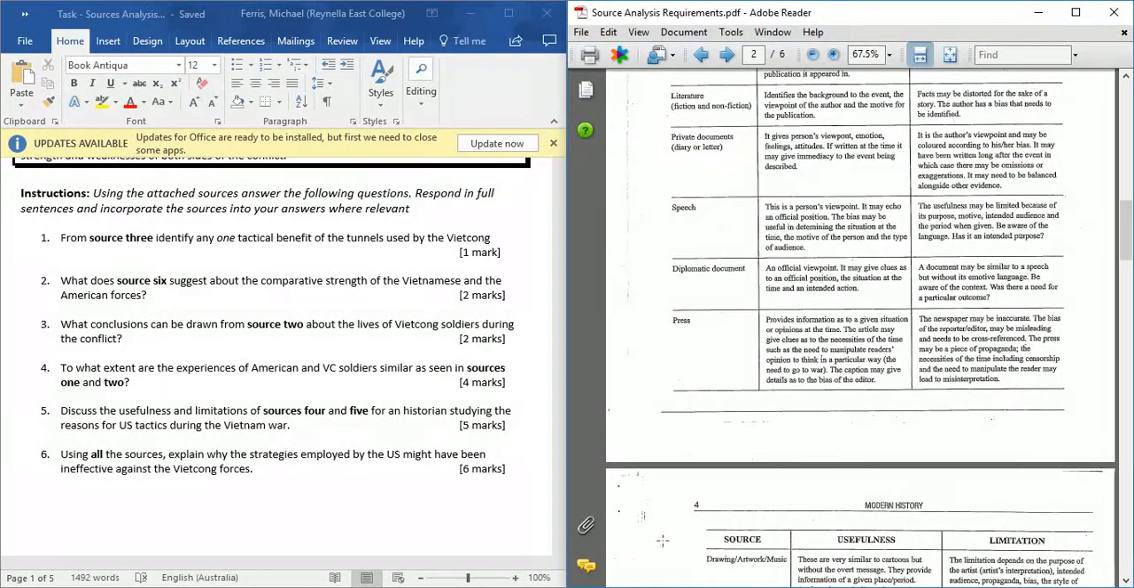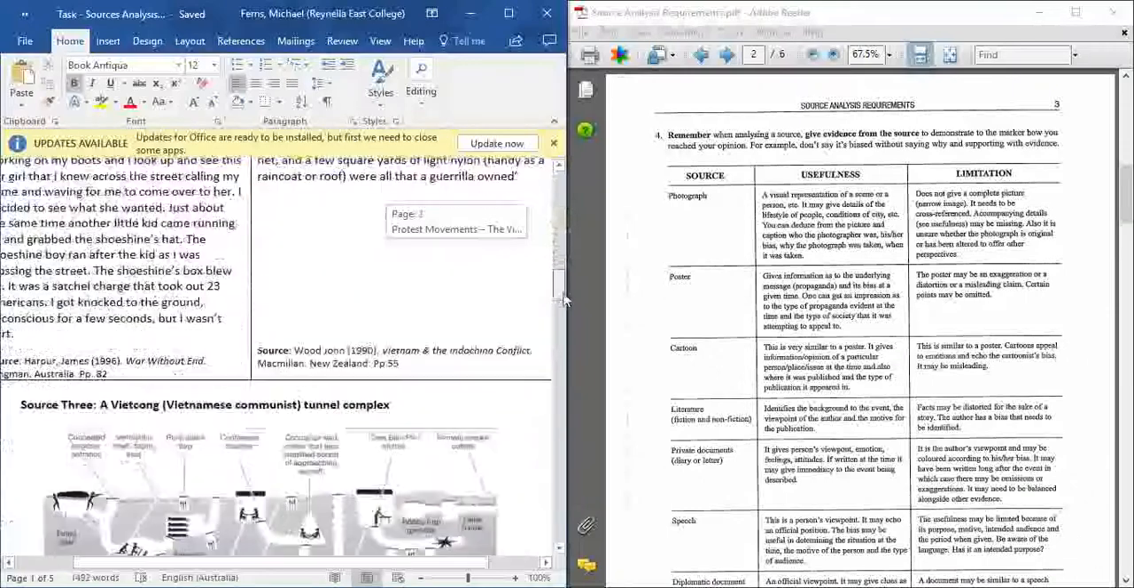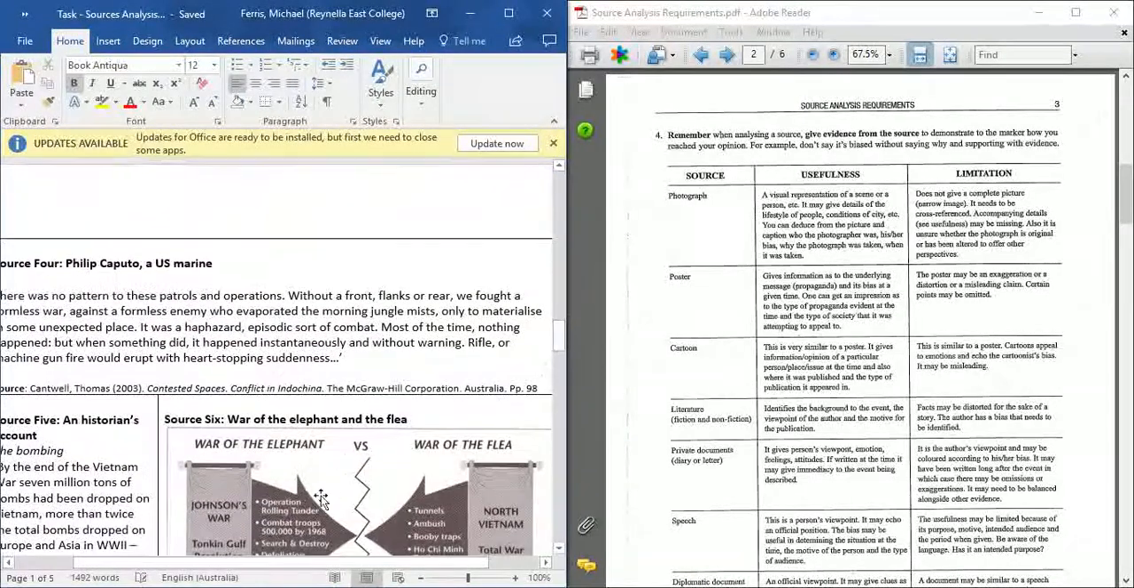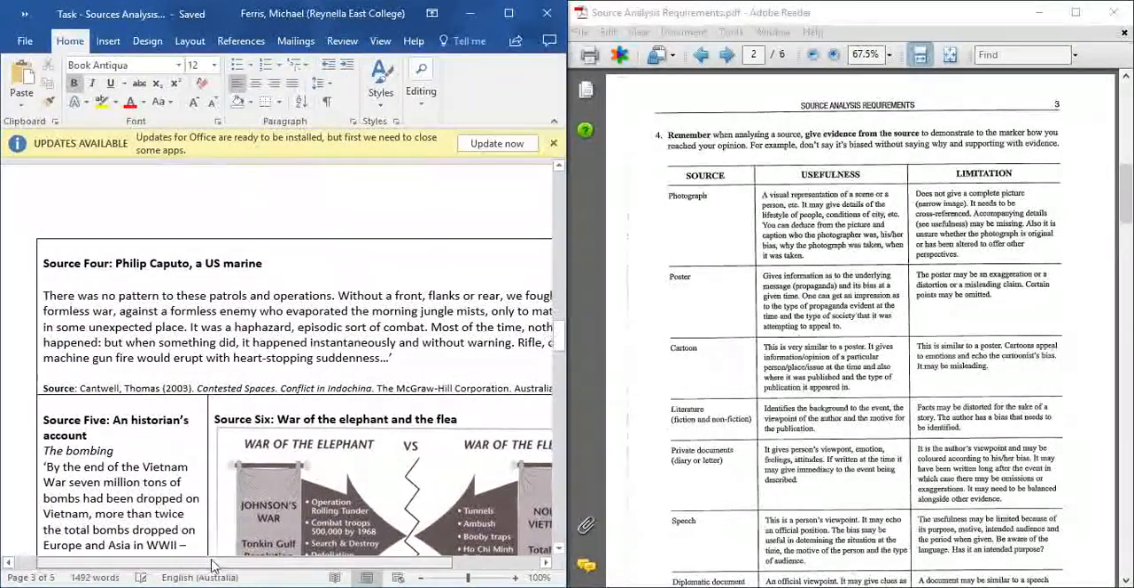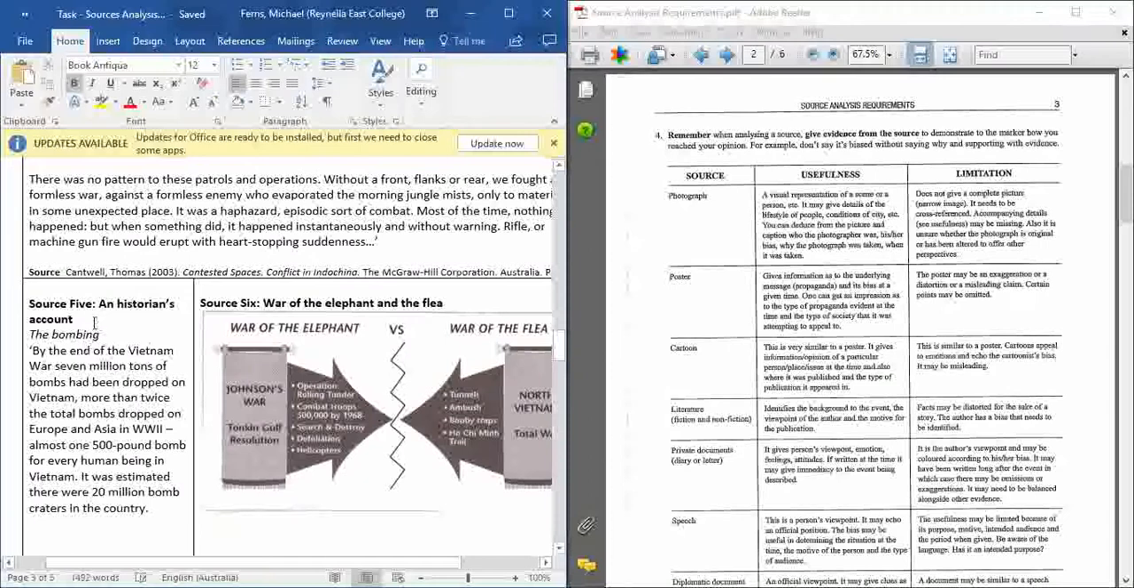Now, one of the documents that I've uploaded under Sector called Source Analysis Requirements gives us, in a whole heap of detail, different kinds of uses and limitations of different kinds of sources. Now, if we have a look at the two sources, for sources 4 and 5, we have a US Marine giving his account. So this one's going to be a primary source. And then source 5 is a historian's account.